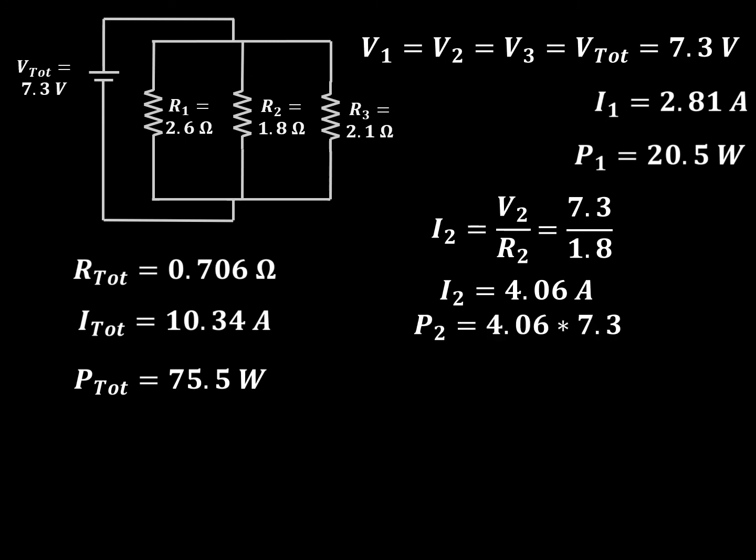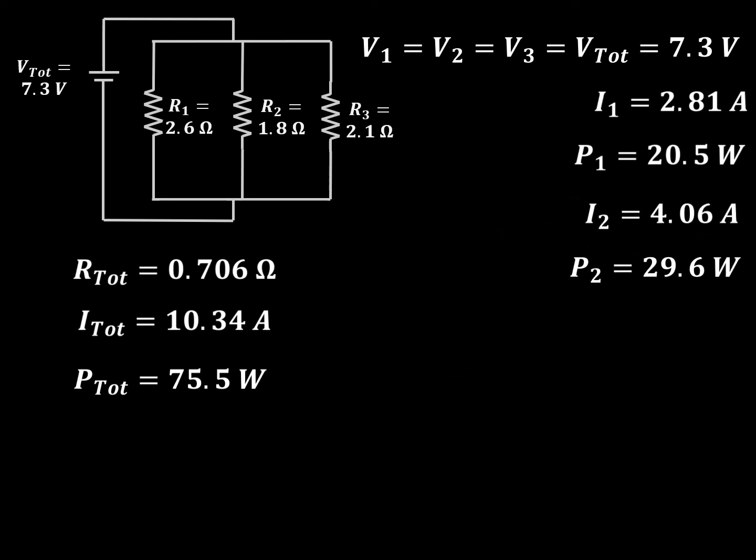The power is going to be 4.06, which is the current, times 7.3, which is the voltage, and multiply those together to get 29.6 watts. Let's go ahead and set those aside.